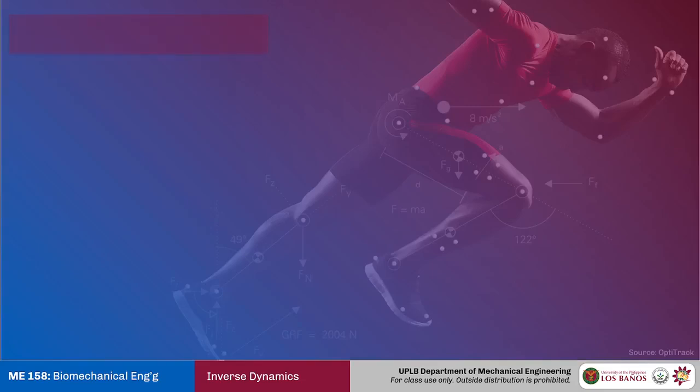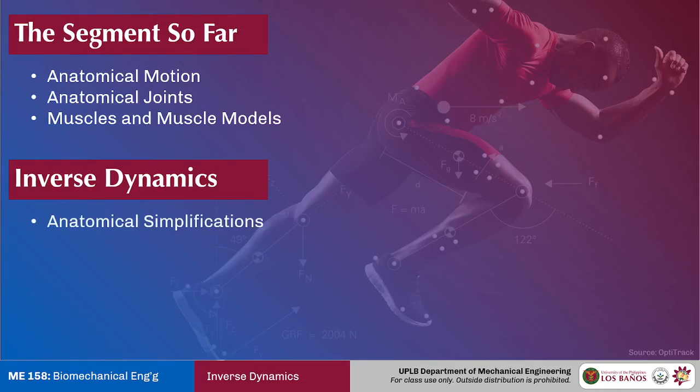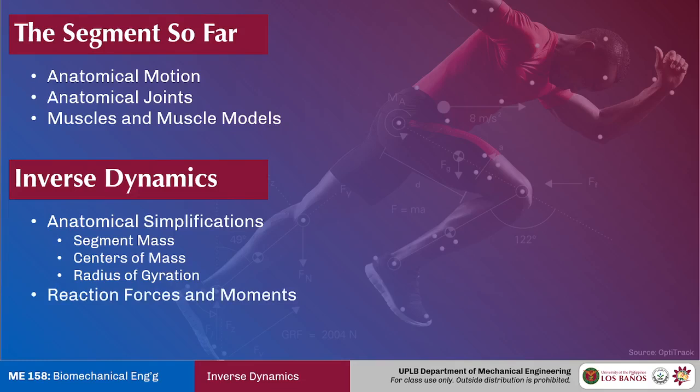So before all this, we actually got through anatomical motion, anatomical joints, muscle and muscle models. For this topic, we'll be covering what we call inverse dynamics, the anatomical simplifications that we conduct, like the segment mass, the centers of mass, and the radius of gyration, and the reaction forces and moments generated by those positions, those velocities, those accelerations, and the actual muscle force. The last one will be just a very brief overview.